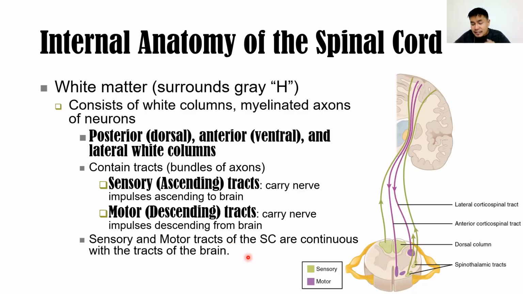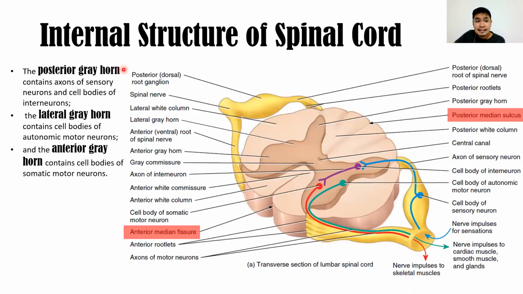That's why we call them your descending tracts. Sensory and motor tracts of the spinal cord are continuous with the tracts of the brain. Tracts of the brain are continuous with the tracts of the spinal cord. Because it's just the same tracts, axons located in the central nervous system. The central nervous system is composed of the brain and the spinal cord. So in this picture, the posterior gray horn contains axons of sensory neurons and cell bodies of interneurons. Lateral gray horn, autonomic motor neurons, we cannot control. And the anterior gray horn contains cell bodies of somatic motor neurons. Anterior gray horn, we can control skeletal muscles.